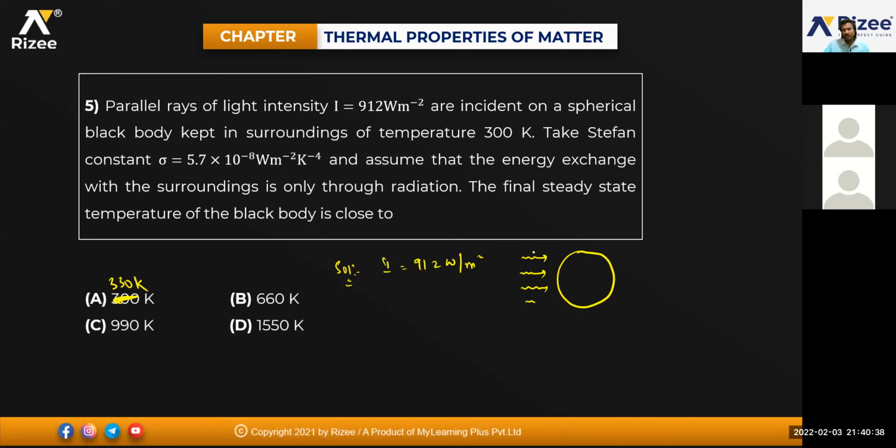We'll take only the projected area. Projected area means this will be something like this, of radius R. So the energy radiation from this one is right now coming out like this, from all the directions.